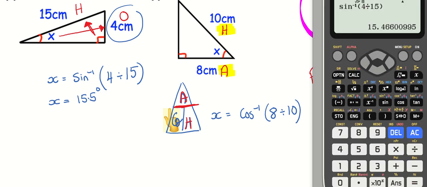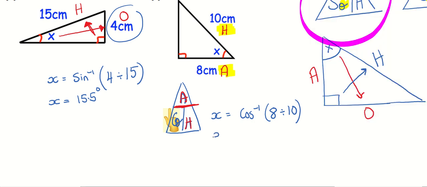And again, I get my calculator and I press Shift, cos, and it's 8 divided by 10, close brackets, equals. And again, they want it to 1 decimal place, so I start counting from the 8. 8 is my first number after the decimal. I need to look at the 6 to tell me what to do with this 8, and 6 tells me to round the 8 up to 9. So it's 36.9 degrees is the answer.